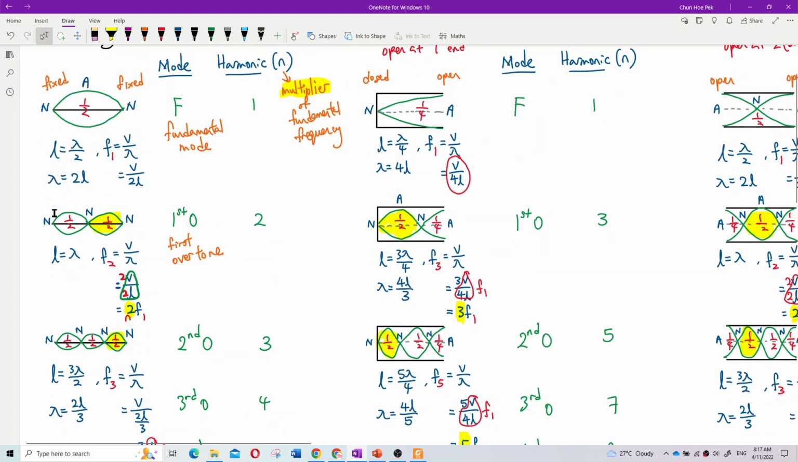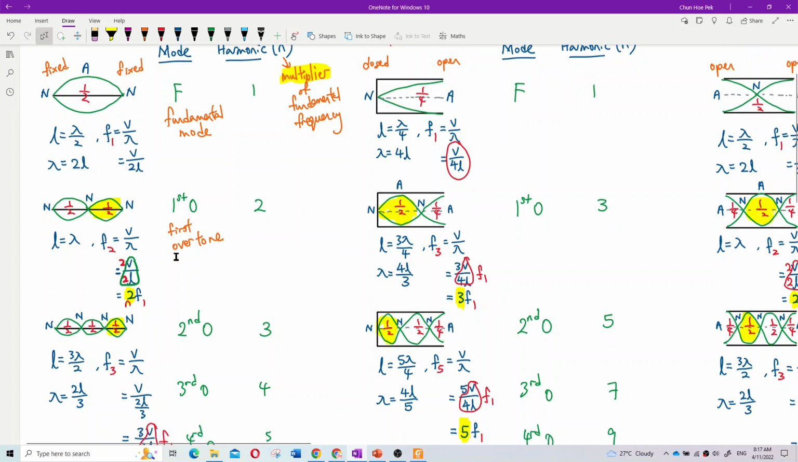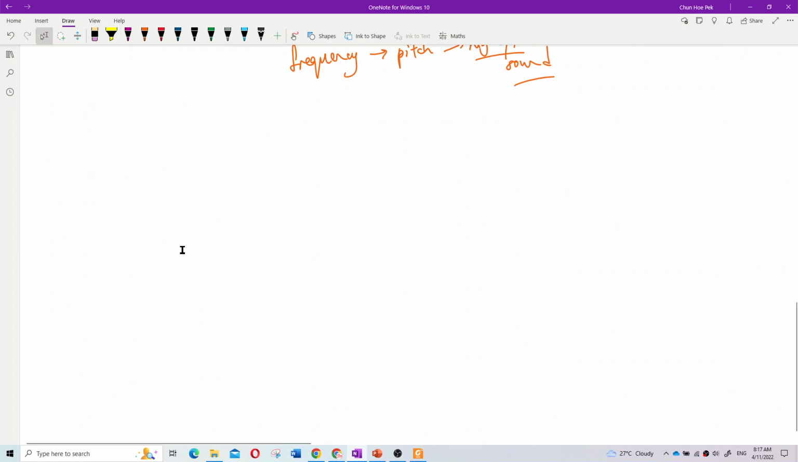Because for the same length, it has shorter wavelength. You can see this one is longer wavelength. This one is shorter wavelength, and this one becomes even shorter wavelength. Shorter wavelength means higher frequency. Understand? What I mean is, for the same length of string, 10 cm, this one also 10 cm, this one also 10 cm.